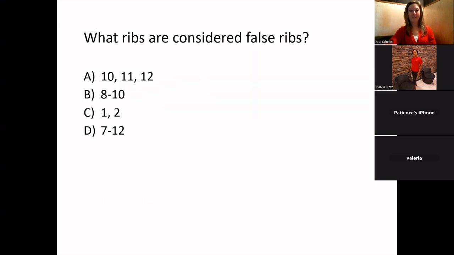Next question. What ribs are considered false ribs? A, 10, 11, and 12. B, 8 through 10. C, 1 and 2. D, 7 through 12. We talked about this. We did. What ribs are considered false ribs? Let's get rid of one wrong answer. We can just eliminate 7 through 12 because that includes some ribs that you know are not false. They're not called false anyhow.